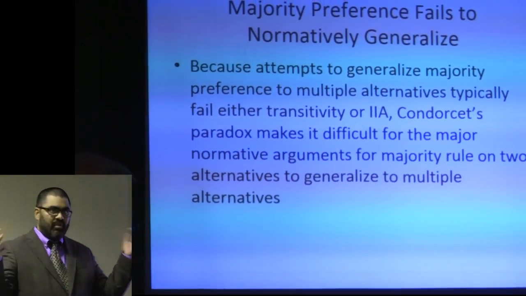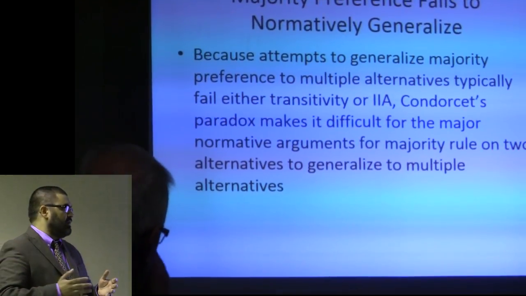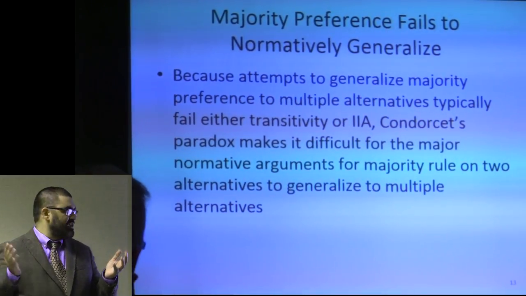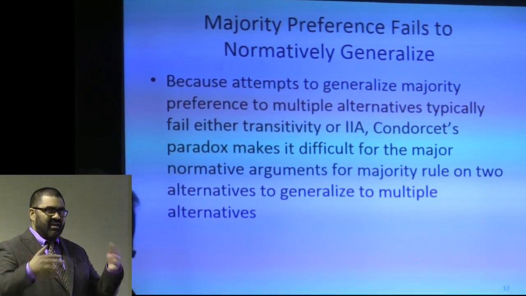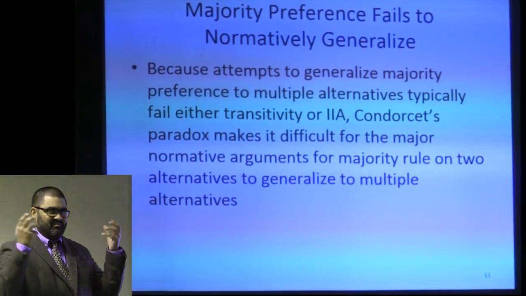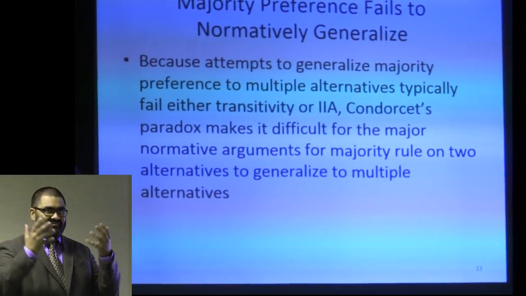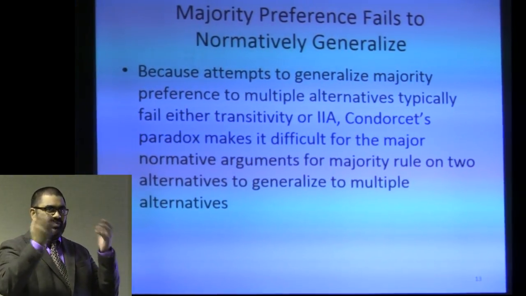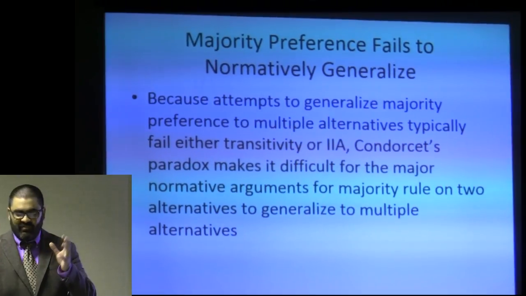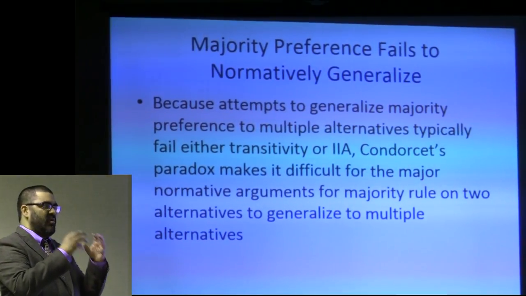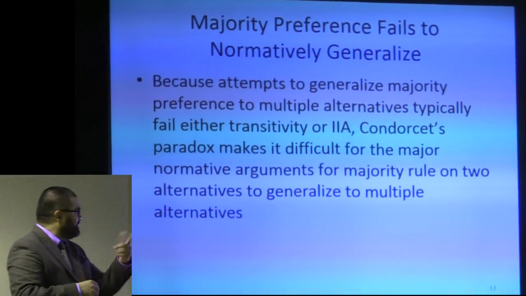And this creates a big problem in terms of normatively generalizing majority rule to multiple alternatives, which is the big case that William H. Riker made. Basically, because you're always going to have cycles or the possibility of cycles, majority rule and voting is meaningless, and so ultimately democracy can't be based on some popular consent or will of the people or general will. It has to be based on some sort of liberal conception. Now, I'm not denying the liberal conception, but I'm saying that votes can have meaning.